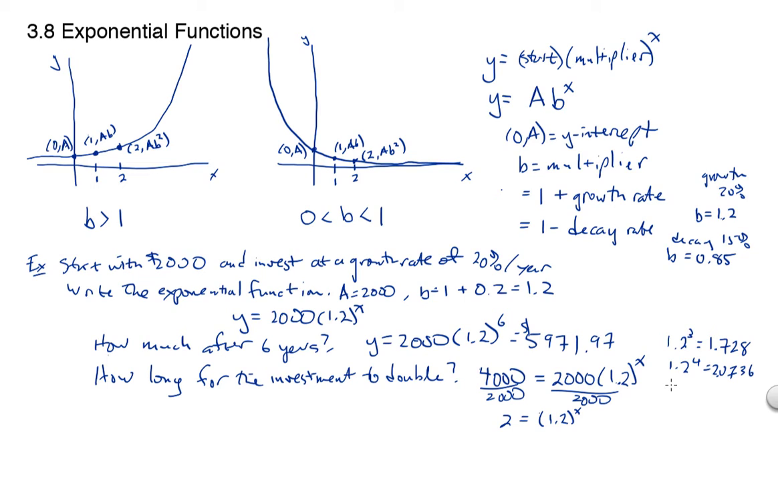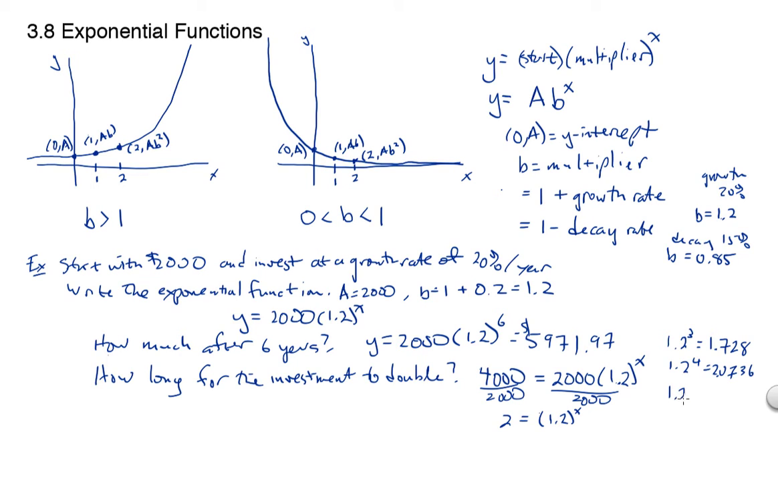Now, if we're rounding to the nearest year, to guarantee that my investment doubles, I would probably round it to 4 years, because you know at 4 years it will be double. It will be at least doubled. But if I wanted to get a more exact answer, well, it's going to be between 3 and 4, a little bit closer to the 4.